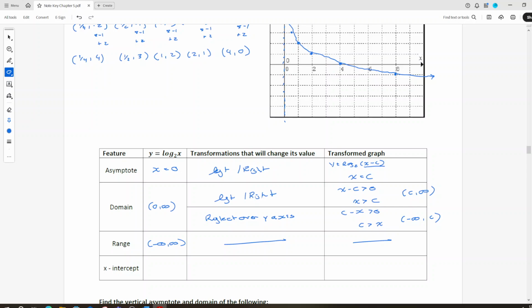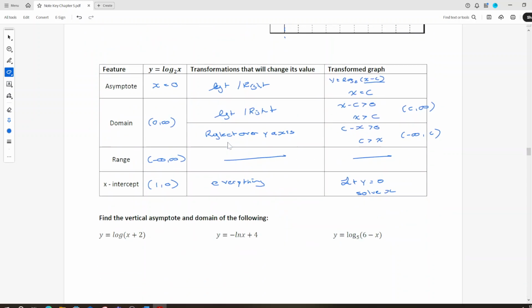And then if they ever do ask you the x-intercept, right, the x-intercept is 1, 0. To find the x-intercept, lots of things are going to change the x-intercept, so I'm always going to say everything does. And then you're just going to say that to find the x-intercept, let y equal 0 and solve for x.